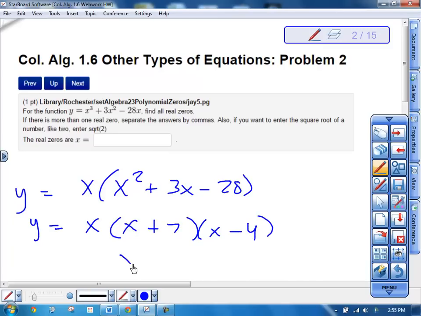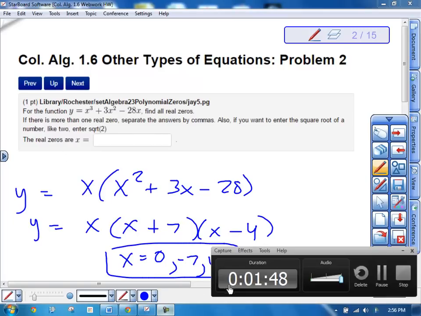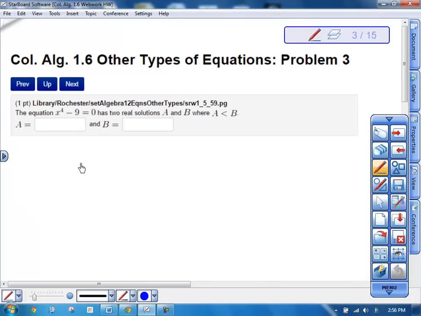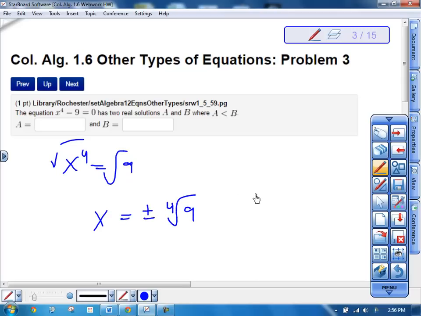If we do that, then we get x equals 0, negative 7, and 4. Alright, next equation, we're just going to add 9 to both sides. We get x to the 4th equals 9. Then we can take the 4th root of both sides. And when you take the even root, you always have to do plus or minus. So we have the 4th root of 9, which on your calculator, there's different ways to do it, but one of the ways is to do 9 to the 1/4 power. And then just do the positive and negative. It wants a to be the negative 1 and b to be the positive 1, or whatever that gives you in your calculator.